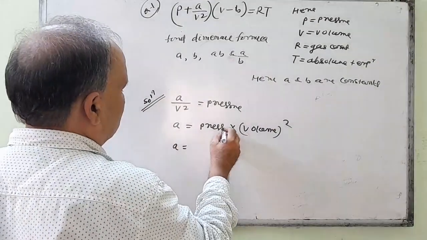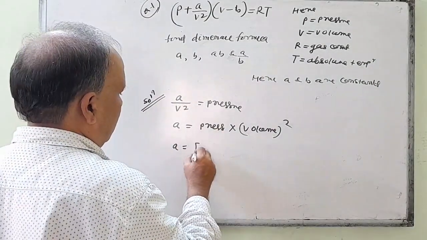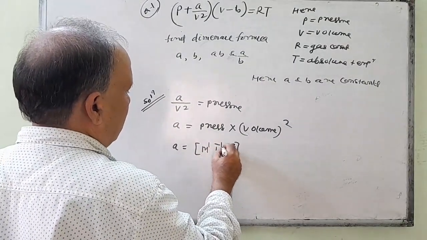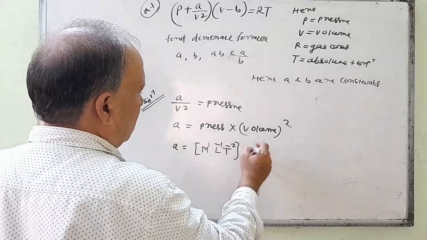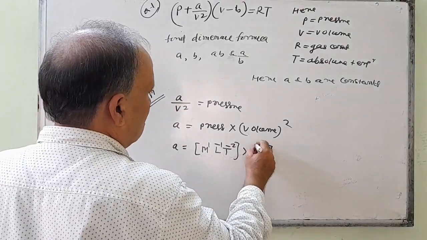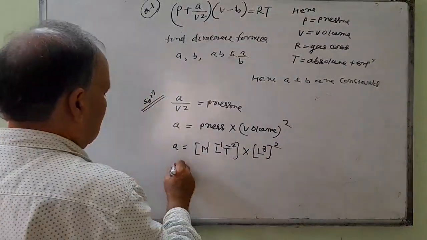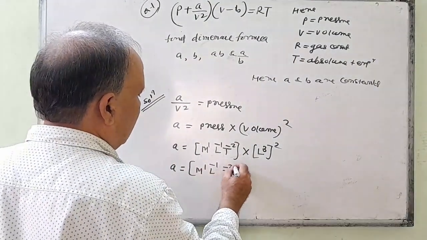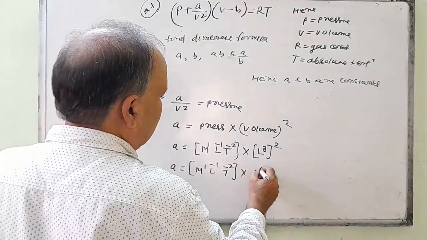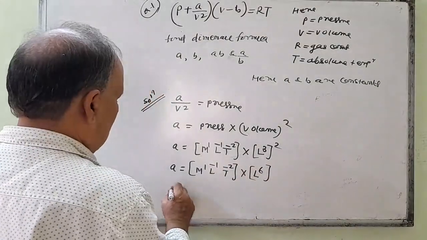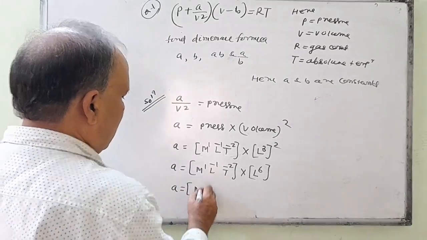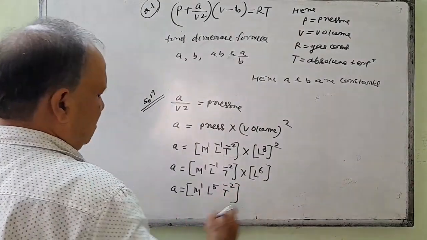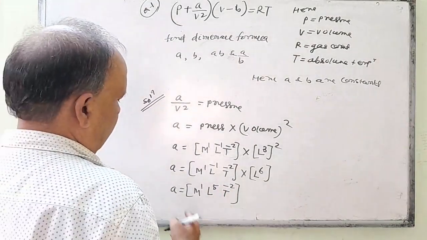Or A is equal to, you know what is the dimensional formula of pressure? M1 L to the power minus 1 T to the power minus 2, you know it, into volume dimension L cube to the power 2. So A is equal to M1 L to the power minus 1 T to the power minus 2 into L to the power 6, or we can write M1 L to the power 5 T to the power minus 2. This is the dimensional formula of A.